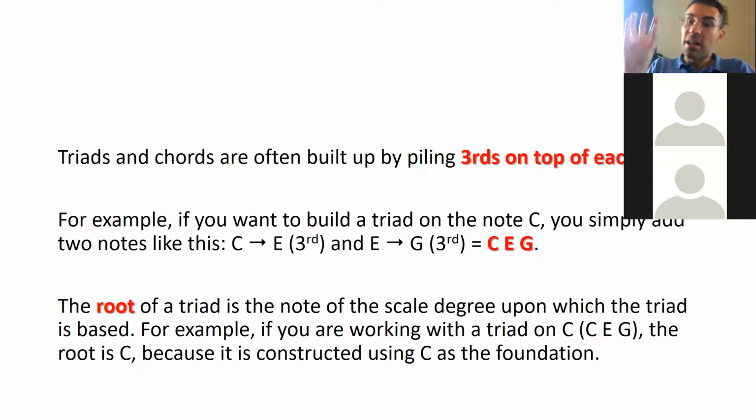Think of a plant. A plant has a root and then a stem and let's say a flower at the top. Think of a triad as the bottom note, or the note on which the triad is based, is called the root. Without the root, you don't have a plant, right? So the same with a triad. Without the root of the triad, you don't have a triad. The stem is like the note E, and the flower at the top is like the note G. So you've got the root, the stem, and the flower, C, E, G.